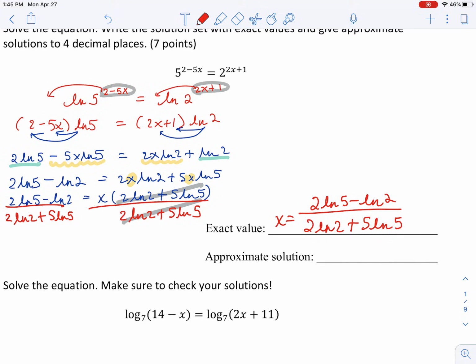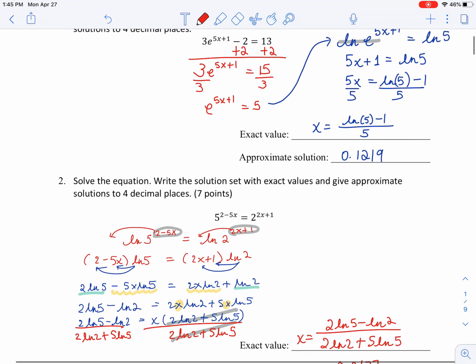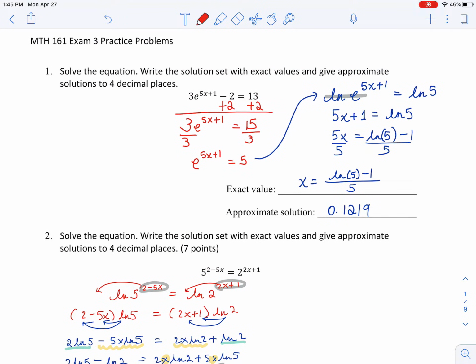And let's type this in carefully onto your scientific calculator. 2 natural log of 5 minus natural log of 2, and I'm typing this in my scientific calculator, divided by 2 plus 5 natural log of 5. So what did you get? You should get 0.2677 for the rounded answer. So for the exponential equations, you do not really have to check the answers unless you really want to. But for log equations, I will ask you to check your solutions, and I will type that on your exam because for log, we have the domain restriction.